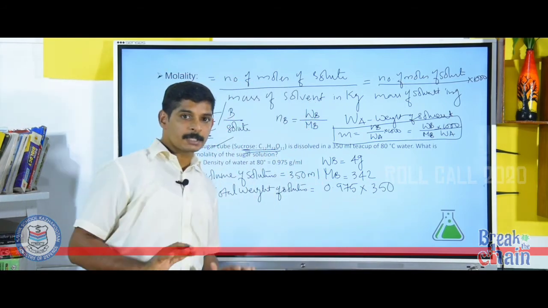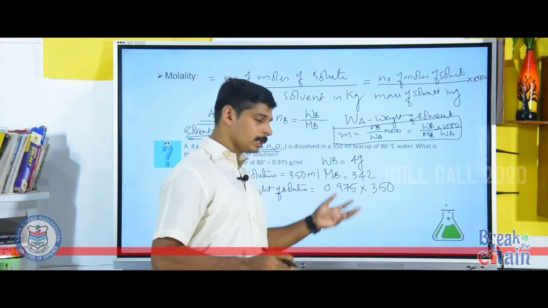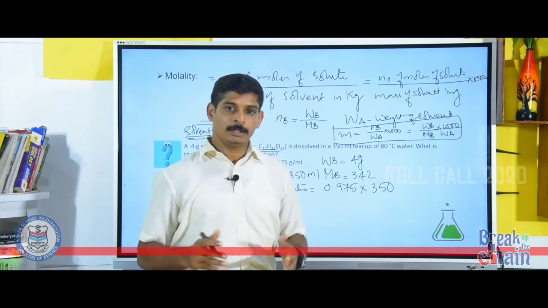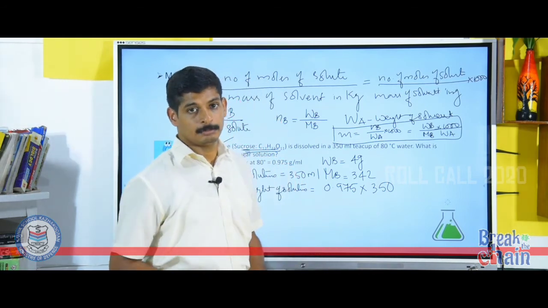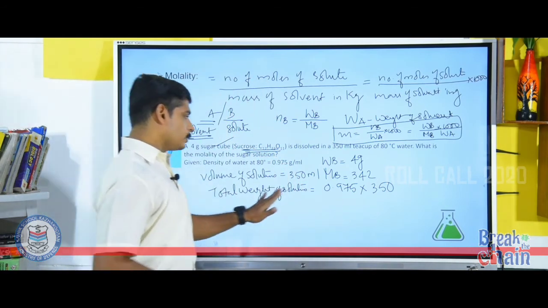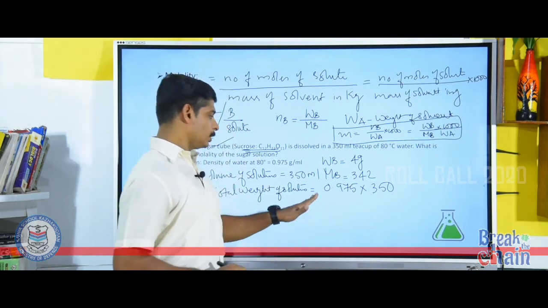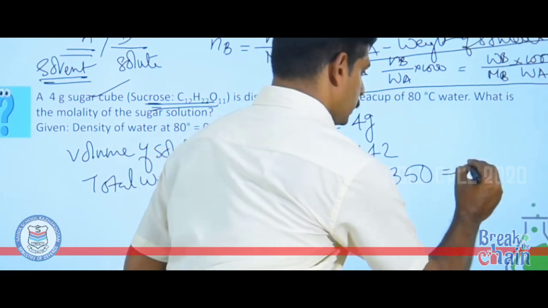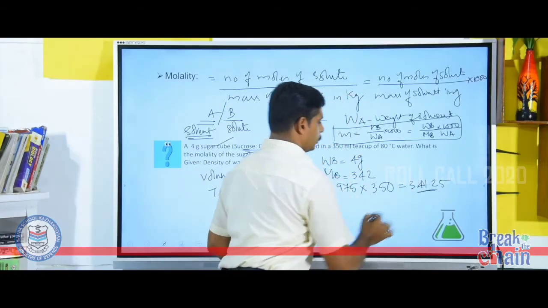Make the concept clear, do not concentrate much on the numerical aspect. First make your concept clear, later you can practice the mathematics. So you got the total weight of the solution. It will be around 341.25.